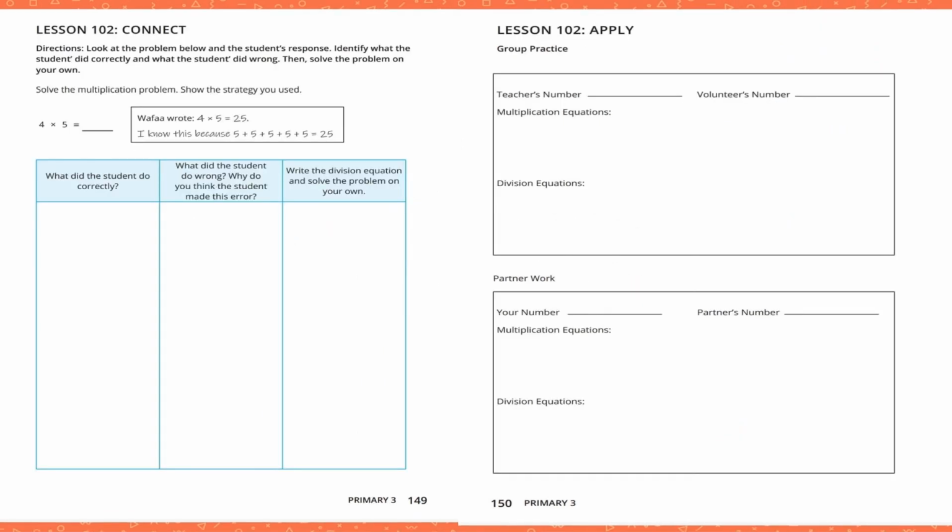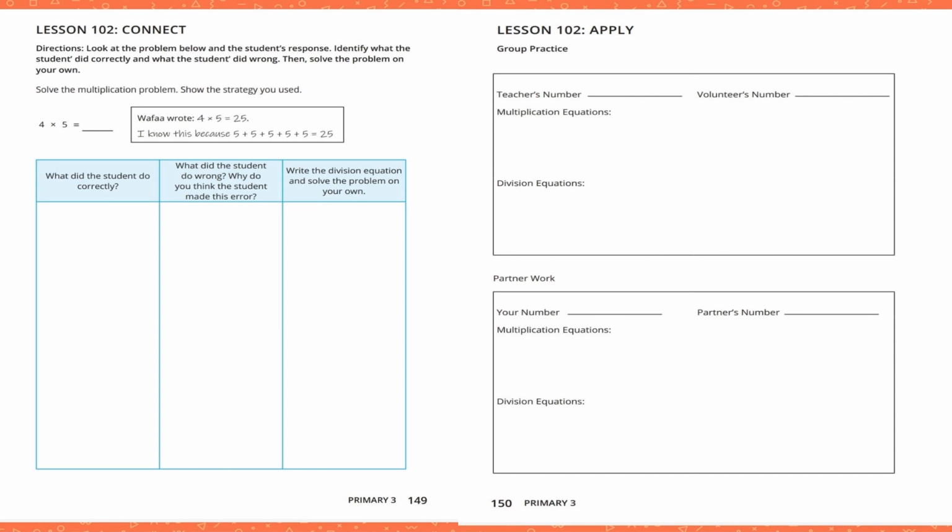Lesson 102, the connect part. Look at the problem below. Identify what the student did correctly and what she did wrong. Then solve the multiplication problem and show the strategy used. Wafaa wrote 4 times 5 equals 25 because 5 plus 5 plus 5 plus 5 plus 5 equals 25.